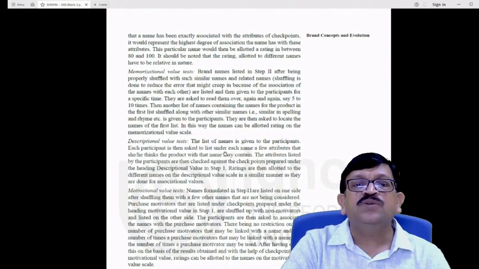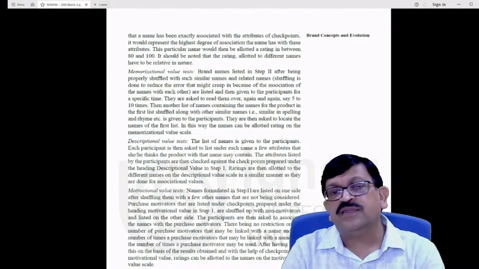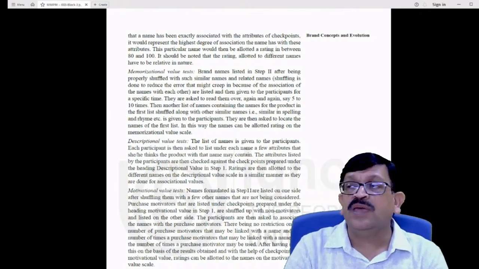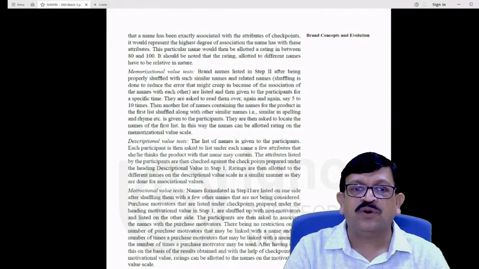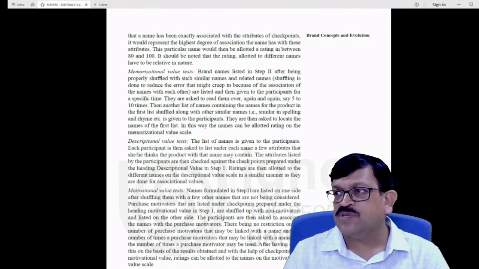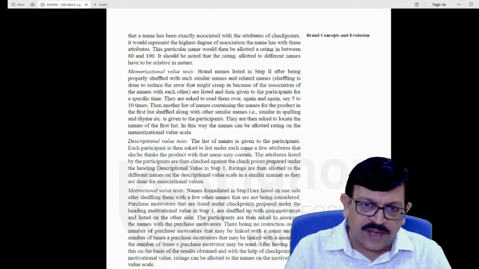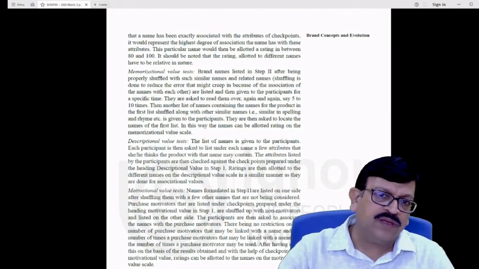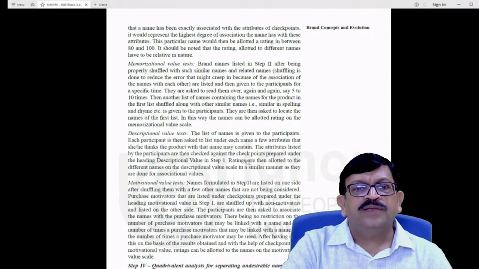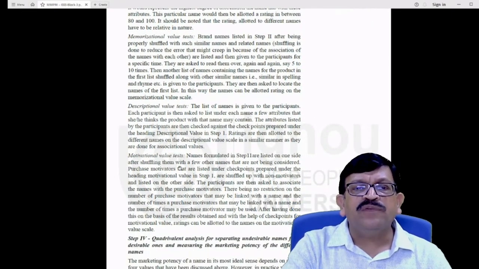Each participant is asked to pick up a few attributes he thinks the name may contain. So all the attributes that you talk about and a certain list of names, how much people are able to link them up, which was described in the first step. Similarly, with the motivational things.